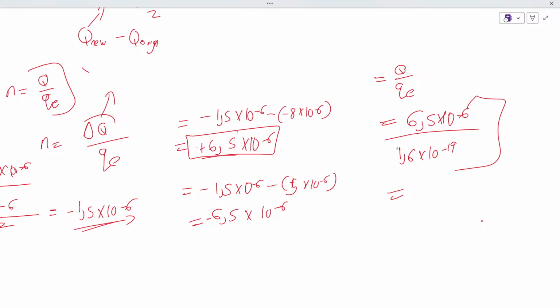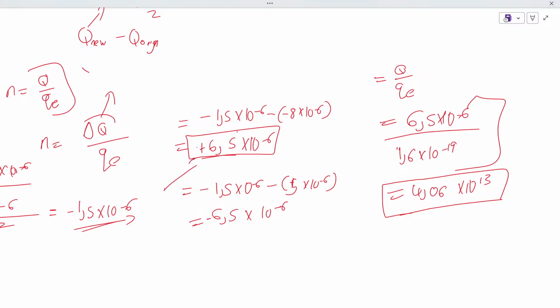We get 6.5... I got 4.06 times 10 to the power of 13. So these are the number of electrons transferred. Is there anyone who does not understand? Do you understand? Yes, I did.